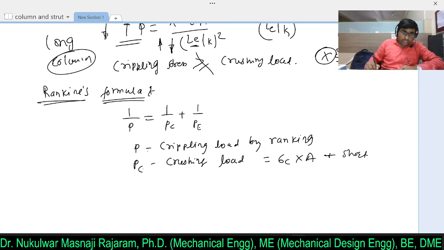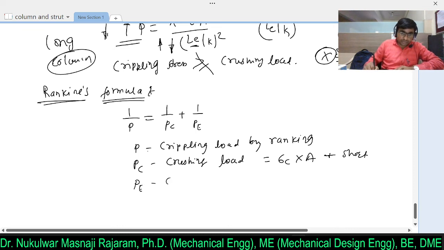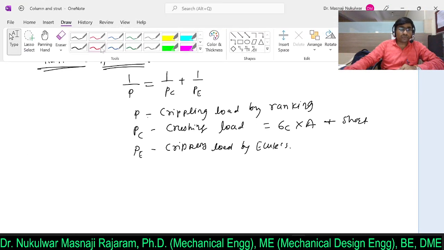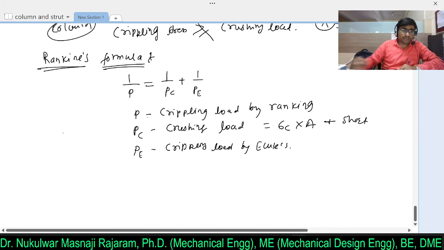Now if I consider the PE, this P is nothing but the crippling load by Euler's formula. Clear? So this is the equation or empirical relation. Now let's see how this formula is useful for the different conditions. First condition I will consider over here.